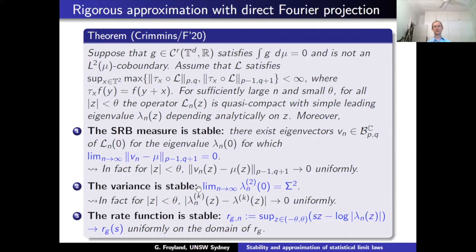The variance is stable in the sense that we had before. So if you take the limit as your resolution goes to infinity of the second derivative of the approximate eigenvalue at zero twist, that goes to the real variance. And the rate function is stable. So if you compute an approximate rate function at resolution N, that converges uniformly to the true rate function as the resolution goes to infinity.